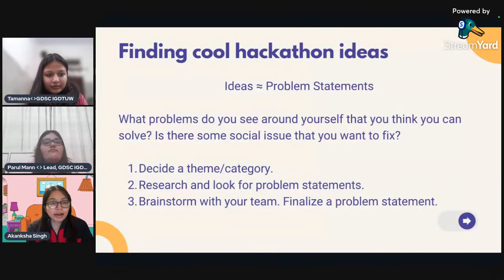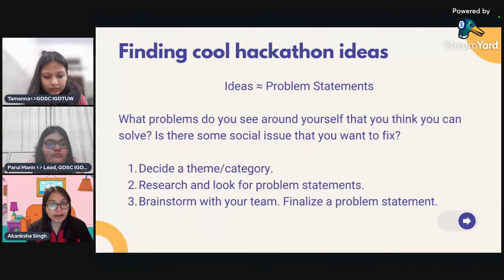And finding an idea, as you know, in Google Solution Challenge you have 17 sustainable development goals. So either you can pick one category from that, or you can maybe select 2 or 3 categories that can be clubbed together, and then you can think of an idea which can solve those problems. So after deciding the category, you can research and look for the problem statements, and then you can brainstorm with your team and then finalize the problem statement that you actually want to work on.